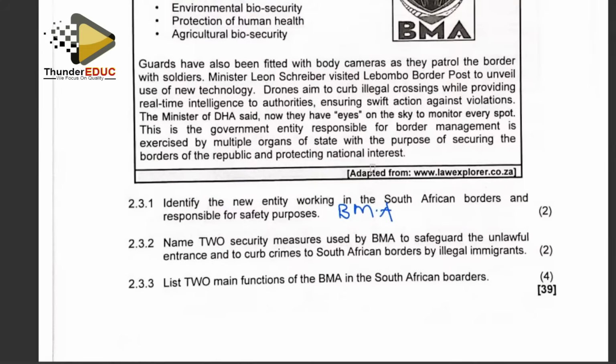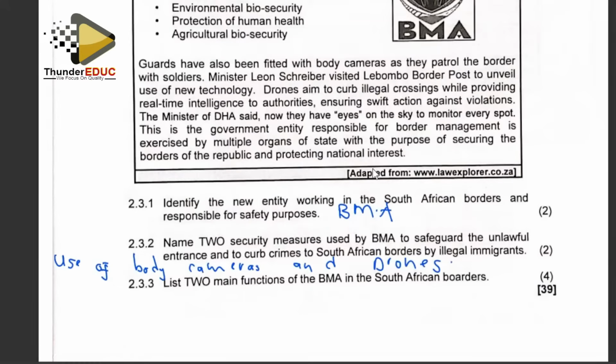The usage of body cameras, that is the first one. Body cameras will be the first one. The use of body cameras, that is the first thing. So I'm going to write it straight here. Use of body cameras and drones, which are used for surveillance.